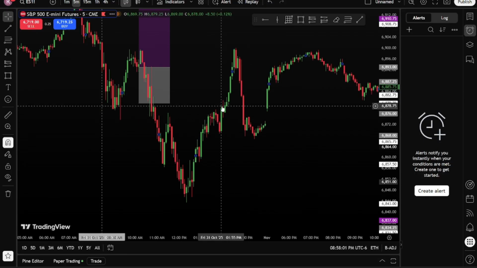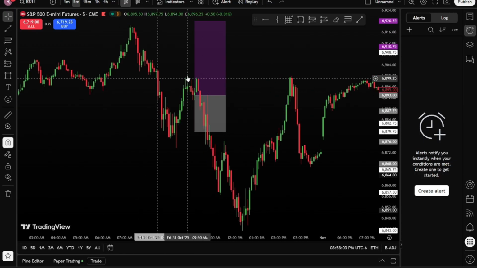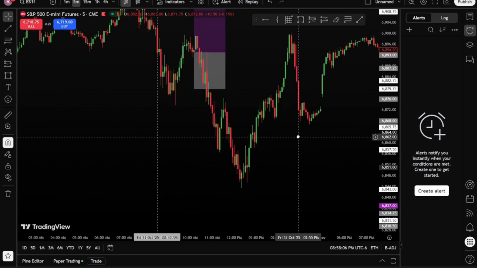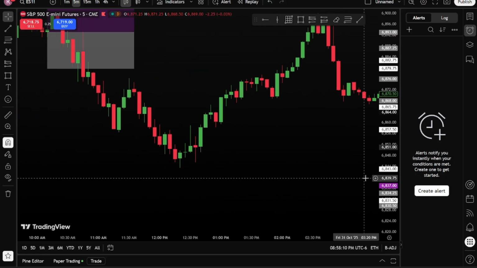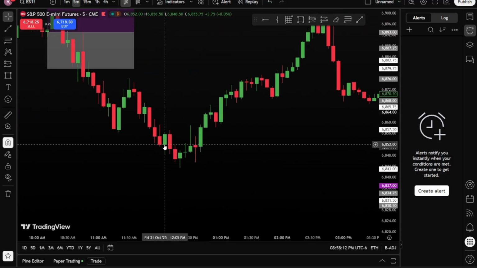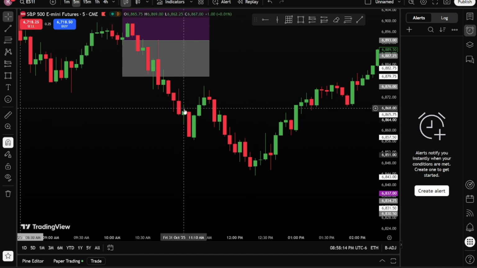This is a breaker block right here. Now let's go for the downtrends more so we can show both types. This is a breaker block.